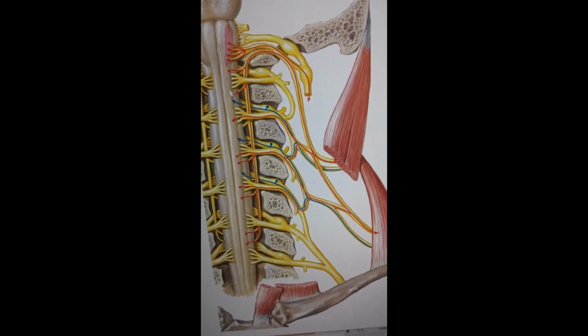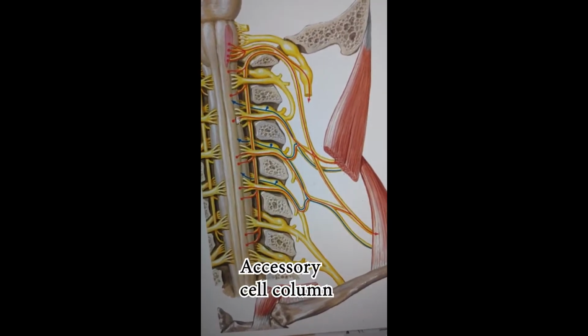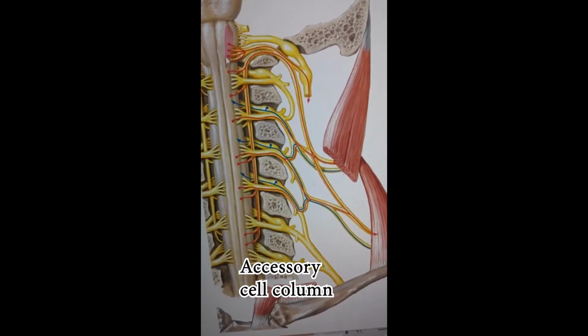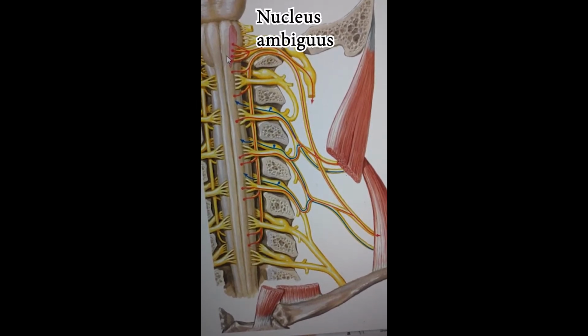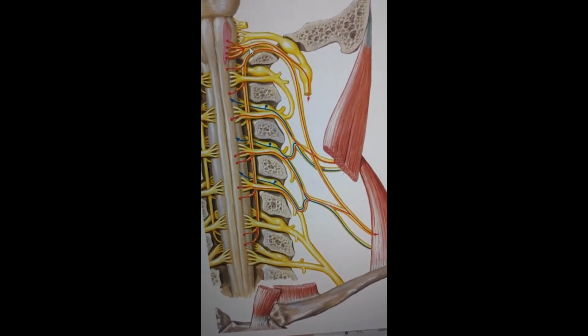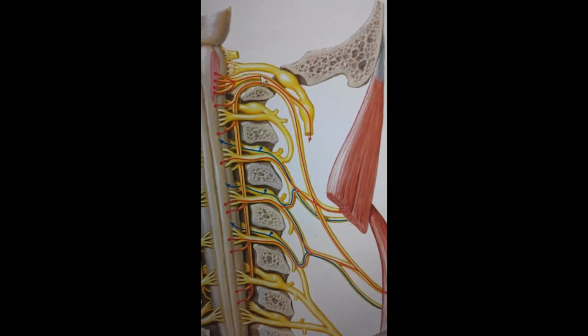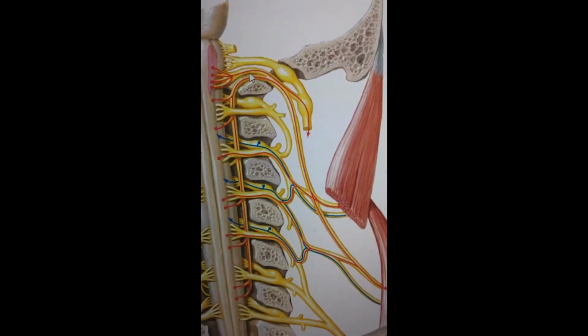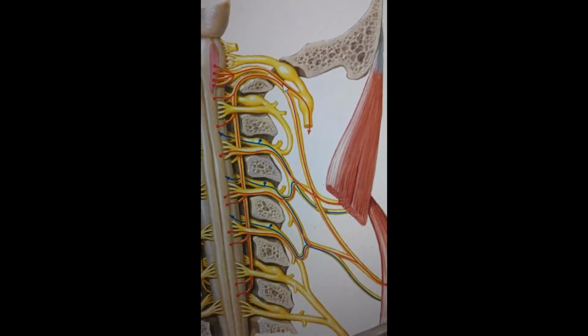It is arising from a cell column, and that cell column is called the accessory cell column. This accessory cell column is actually in line with this cell column. This is called the nucleus ambiguus cell column. Nucleus ambiguus cell column gives rise to these fibers. In this picture, if you look carefully, you can see that these fibers are arising, and you can see this nerve, yellow colored nerve. That nerve is briefly joining into the accessory, and then leaving it to join this nerve.